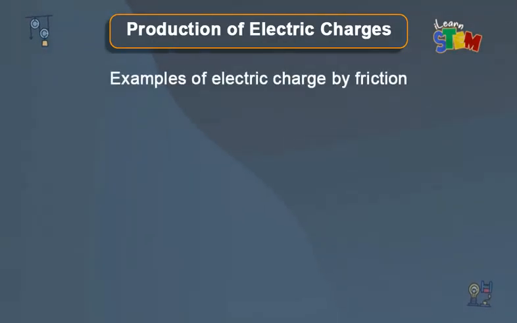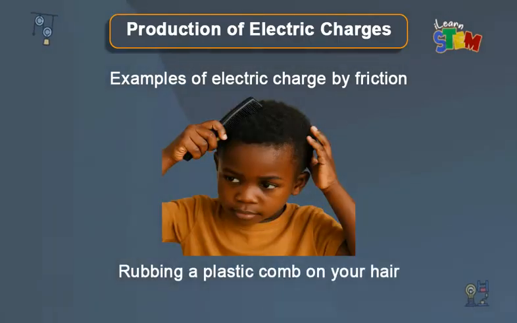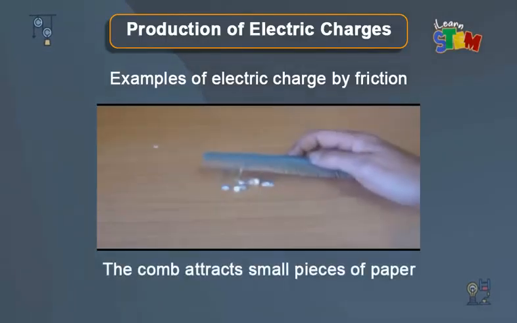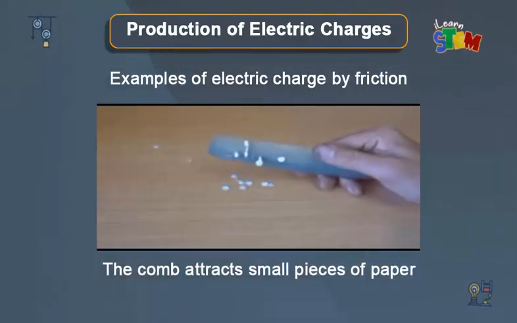Some examples of electric charge by friction are rubbing a plastic comb on your hair. Rubbing a plastic comb on your hair transfers electrons from your hair to the comb, charging the comb negatively. The comb can then attract small pieces of paper or other lightweight materials.